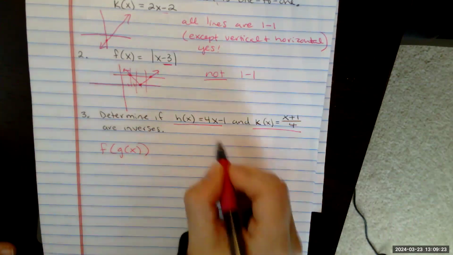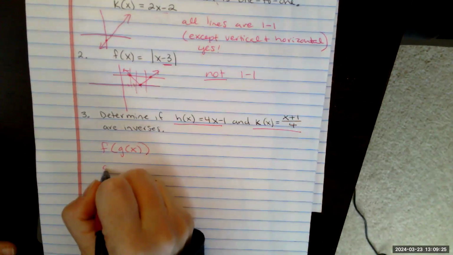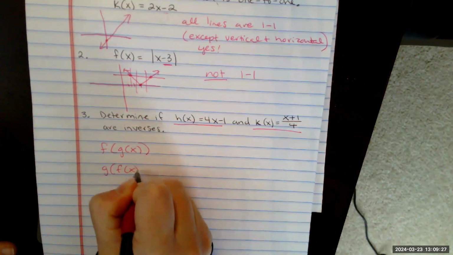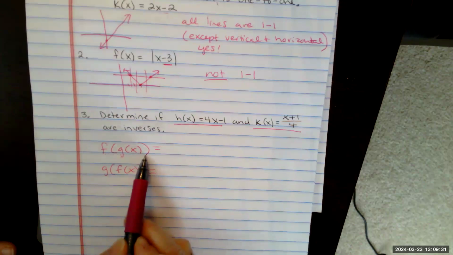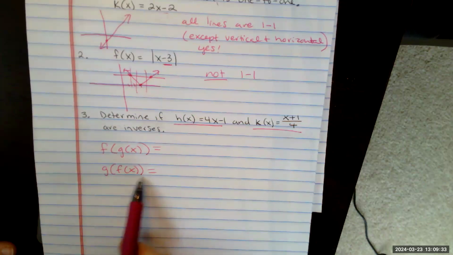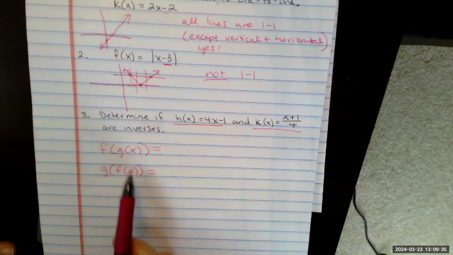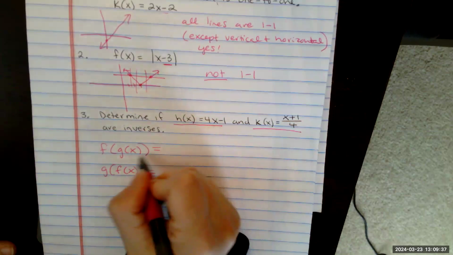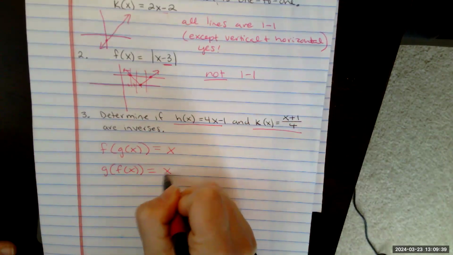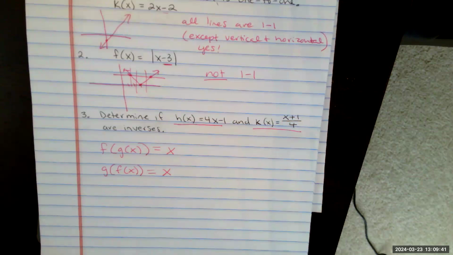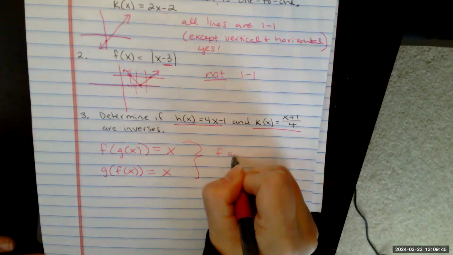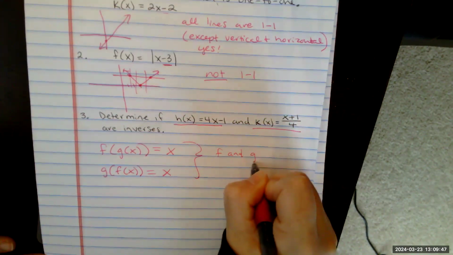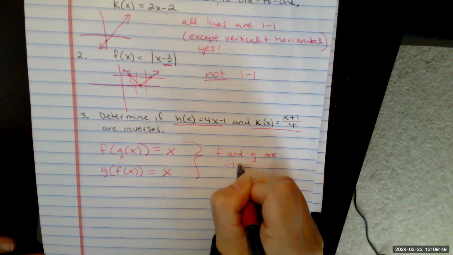And I'm just using F and G, even though we have H and K, but you'll get the idea. If you do the composition both ways, so first putting the one inside the other and then doing the opposite, if you end up getting just an X, meaning everything else ended up wiping out, then F and G are inverse functions.